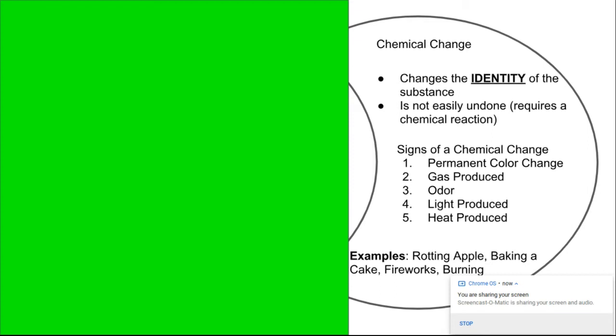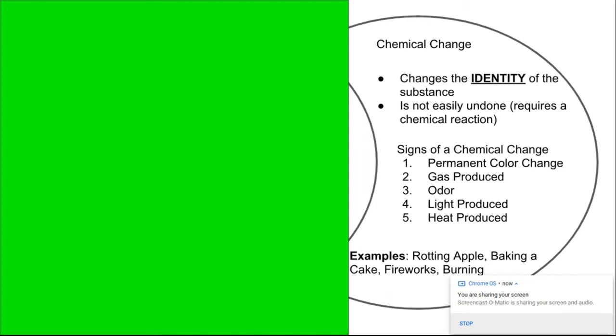So the 5 signs of a chemical change that we can see, things that tell us a chemical change happened, are if heat is produced, light is produced, it has some kind of odor, gas gets produced. So like in the baggie lab, when the baggie got bigger, that was because gas filled it up from the chemical reaction, or a permanent color change. So examples of this can be a rotting apple, baking a cake, fireworks, or any kind of burning.